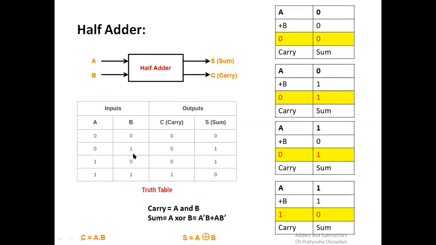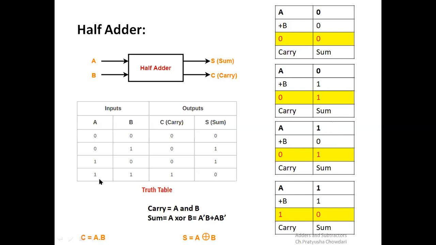Here we will see the truth table. 0, 0 for A and B: if I add 0 and 0, sum is equal to 0 and carry is equal to 0. Then second case, 0, 1. If A is equal to 0 and B is equal to 1, 0 plus 1, sum is equal to 1, and there is no carry at all. Next, third combination, that is 1, 0. A is equal to 1 and B is equal to 0. If I add these two bits, sum is 1 and carry is equal to 0.